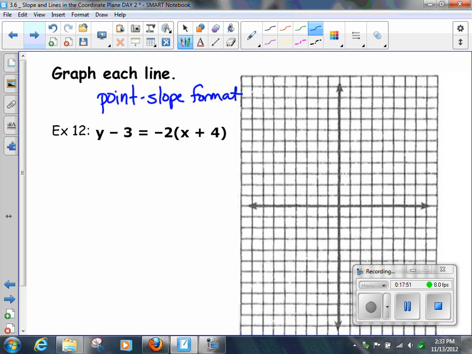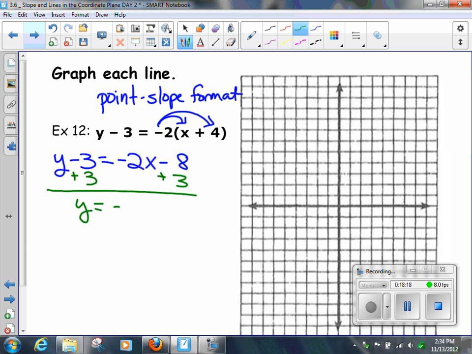Now, you're right in saying just distribute. Because we want to distribute, and then our goal is to do what? Get y by itself. All right, hold up. Y minus 3 equals -2x. What's -2 times 4? Add 3 to both sides. And why are we doing that? To get y by itself. y = -2x - 5. Do you have enough information to graph that line? Graph it.